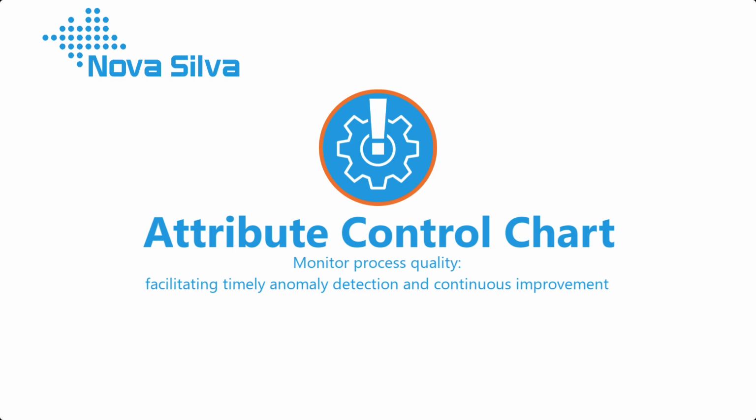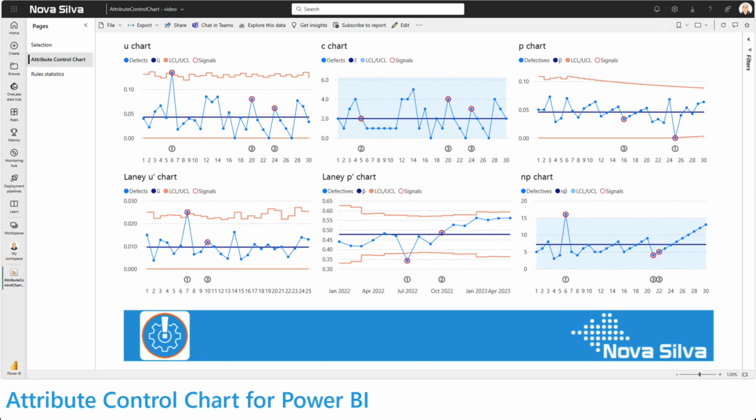The attribute control chart acts as your early warning system, alerting you to any deviations from the norm so you can step in and set things straight. Let's open Power BI and have a closer look at the attribute control chart.